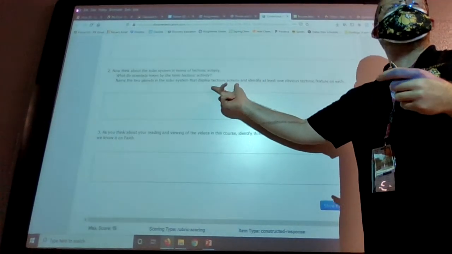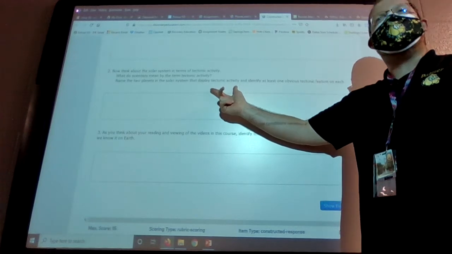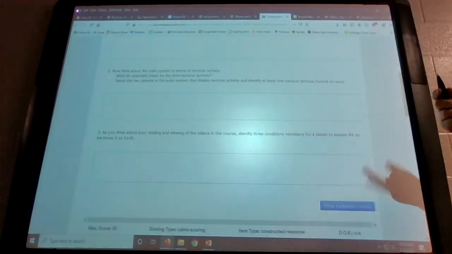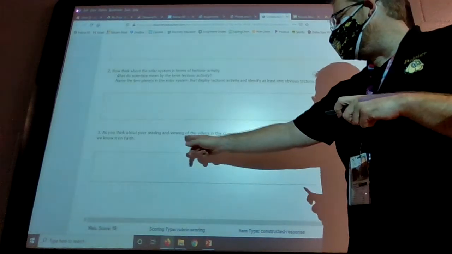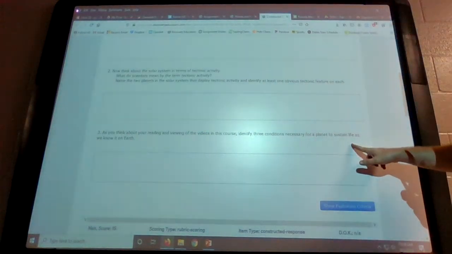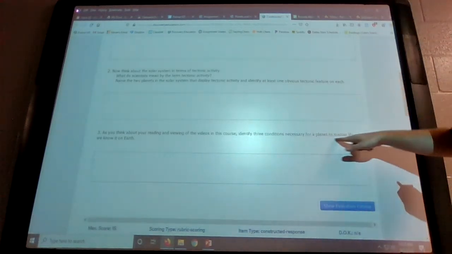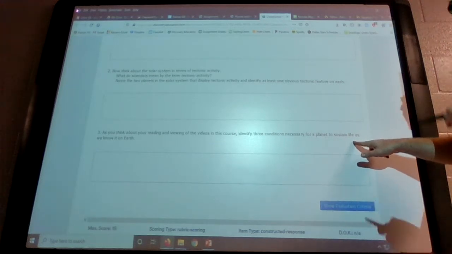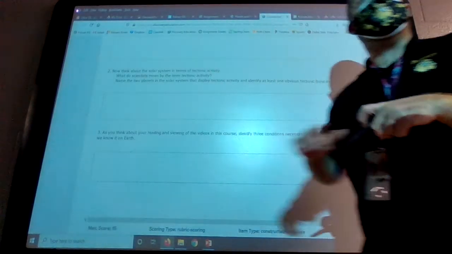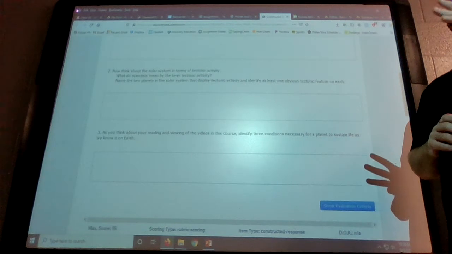The two things that display tectonic activity are earthquakes and volcanoes, and we've seen those on both of the planets. As you think about your reading and viewing of the videos in this course, which has so many videos you'd spend hours just watching the videos from each section: identify 3 conditions necessary for a planet to sustain life as we know it on Earth. What are the 3 things we need to sustain life?